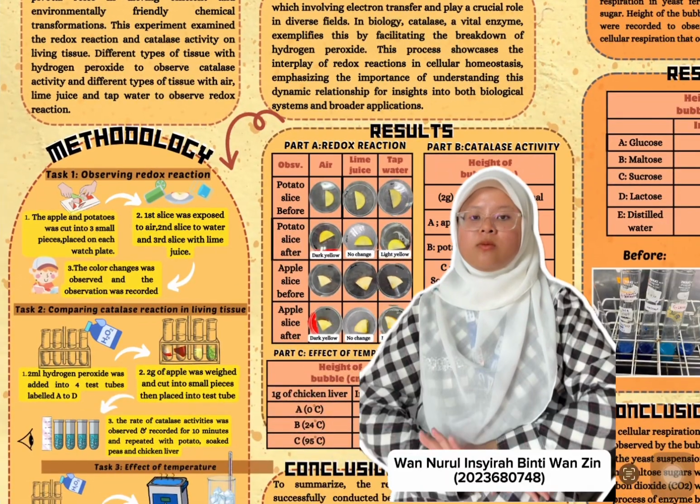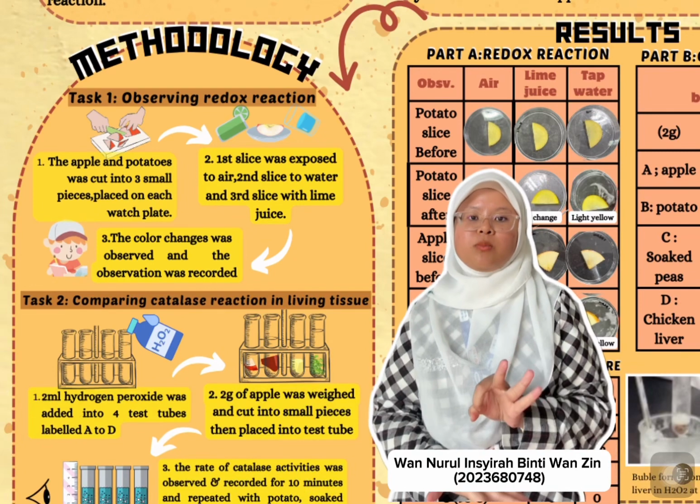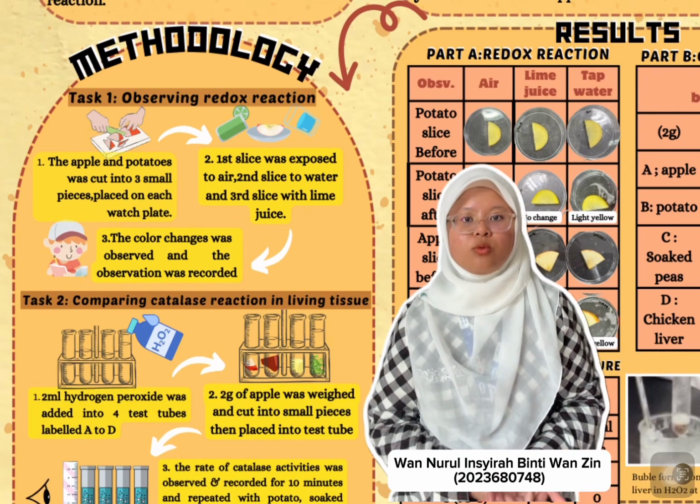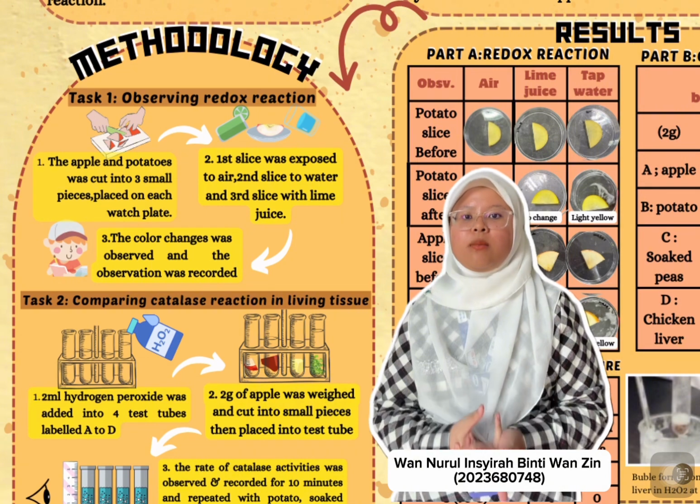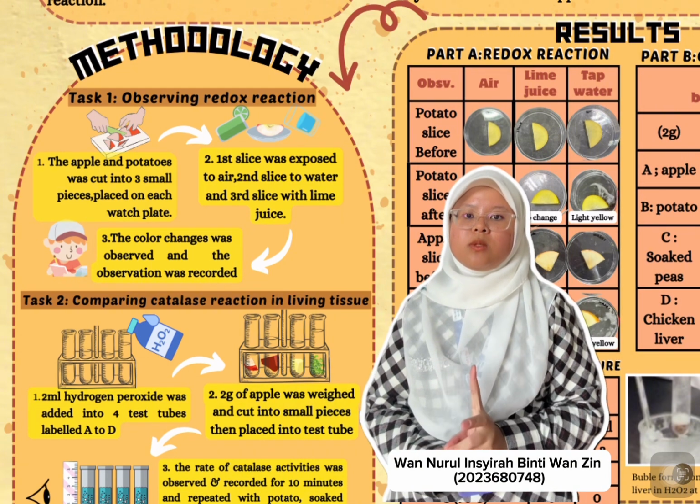This experiment first involves observing redox reaction. The apple was cut into three small pieces and then put in different wash places, which were exposed to air, water, and lime juice. And then the color changes were observed and recorded.